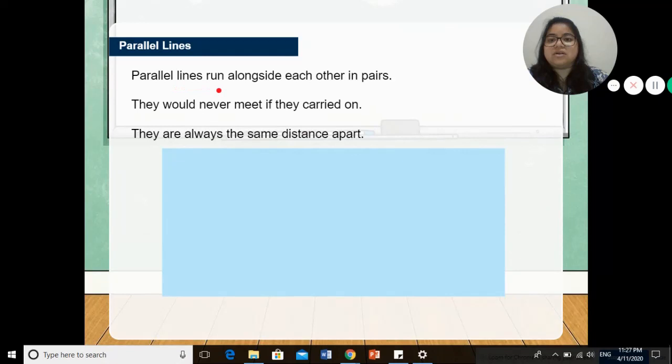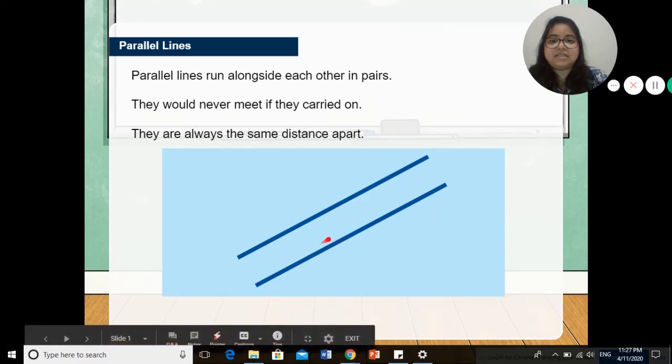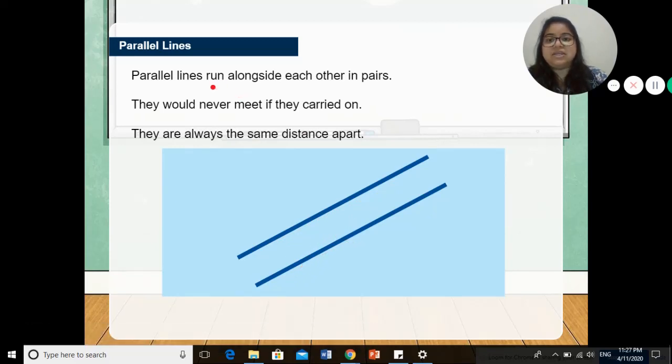Parallel lines run alongside each other in pairs. Now, here we are talking about pairs of lines. We are not talking about one single line. So when you say lines are parallel, you're talking about two lines. For example, we have these two lines here. They are parallel to each other because they run alongside each other.